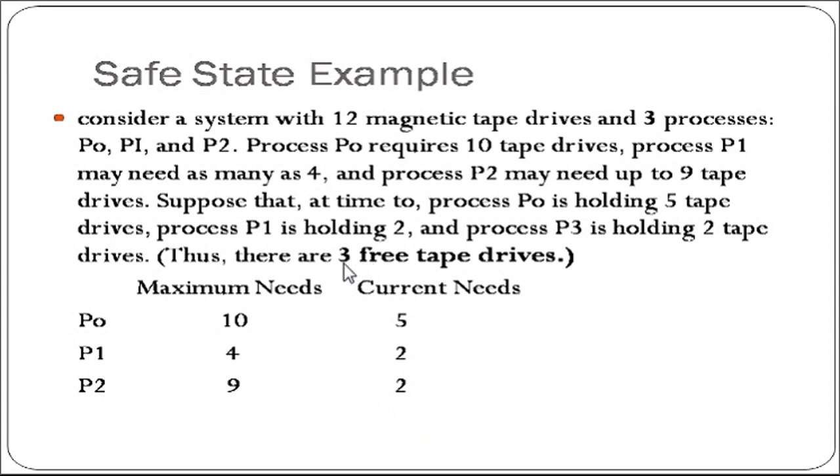So the remaining drives are nothing but 3. But the need for P0 is 5. So it can't be satisfied with the 3 resources. Now go to the next one.